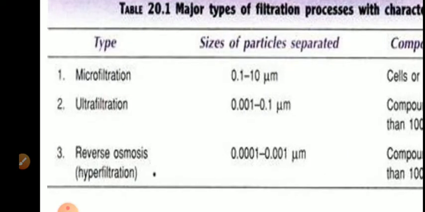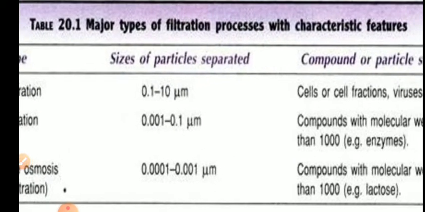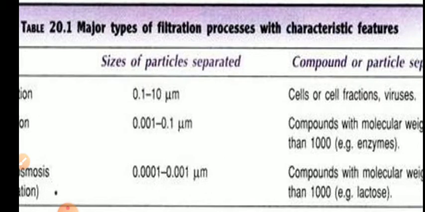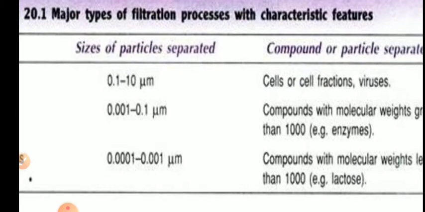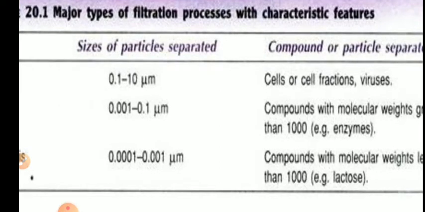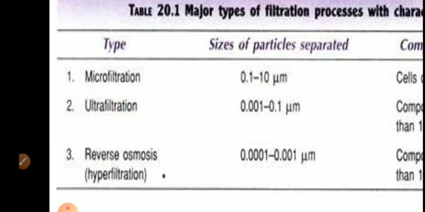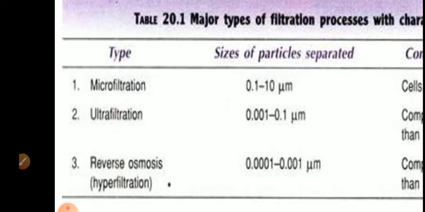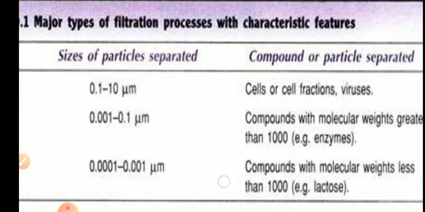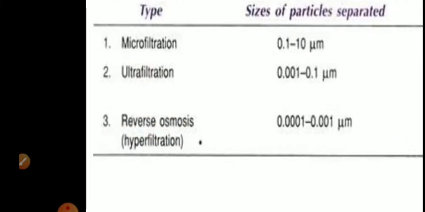Now, microfiltration is a process wherein the size of particles that are separated is 0.1 to 10 micrometer. Cells or cell fractions as well as viruses can be separated. So microfiltration is a process in which particles or cells of sizes 0.1 to 10 micrometer can be separated, like cells, cell fractions or viruses.